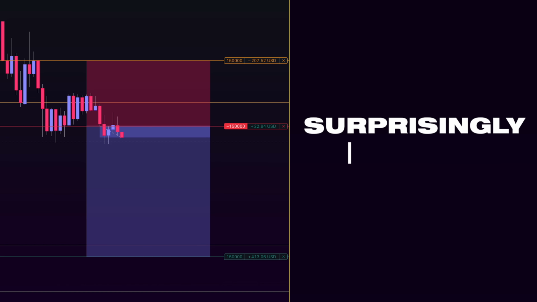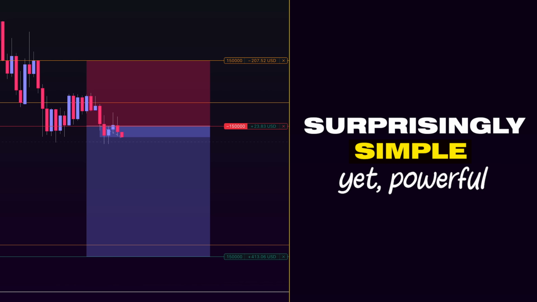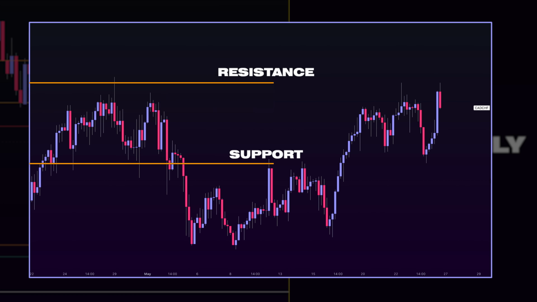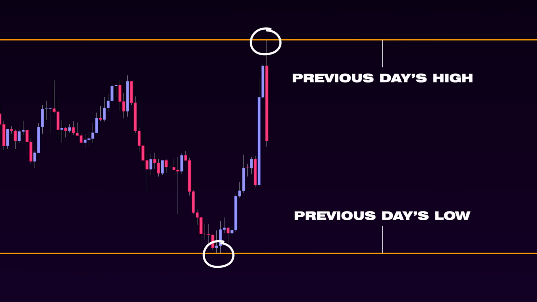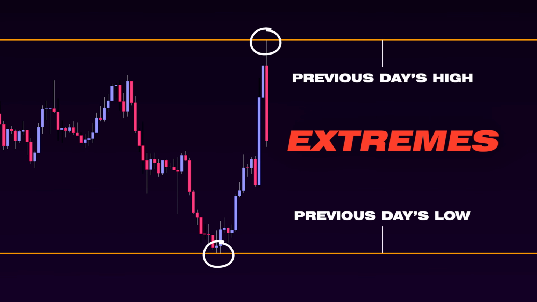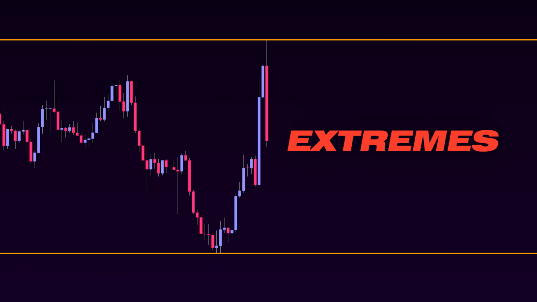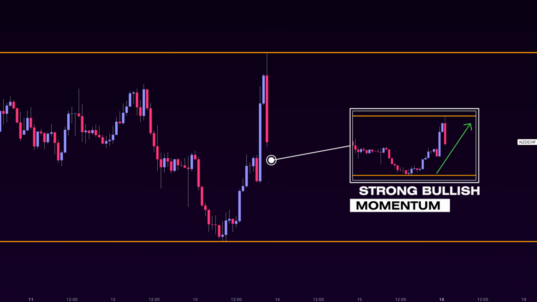And this is a surprisingly simple yet powerful method used by Forex traders worldwide to identify the key levels of support and resistance based on the previous trading day's price action. The reason this strategy works so well is that the high and low points from the previous day show us the extremes of market sentiment and volatility, and these levels highlight where the buying and selling pressures were the strongest, making them crucial to watch in the next trading session.